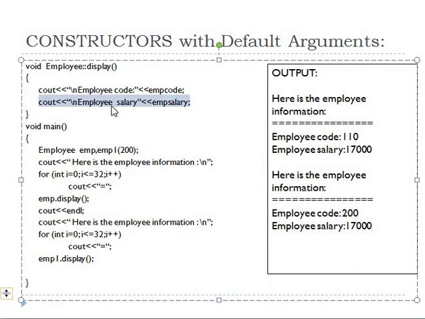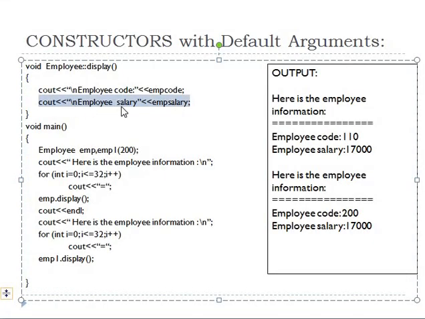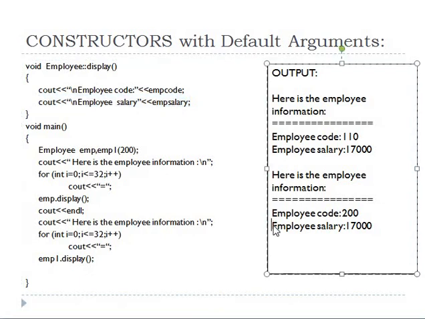Again, the next statement prints the text employee salary into the output, followed by the value of the data member emp salary. Now, as the value of the data member emp salary that is specific to the object emp1 is 17,000, I get to see employee salary 17,000 getting printed exactly as it is in the output.